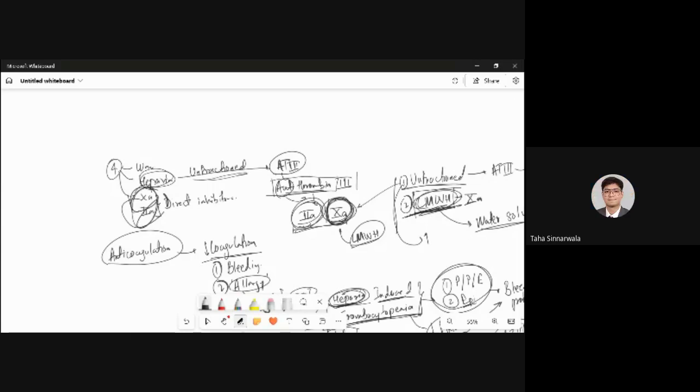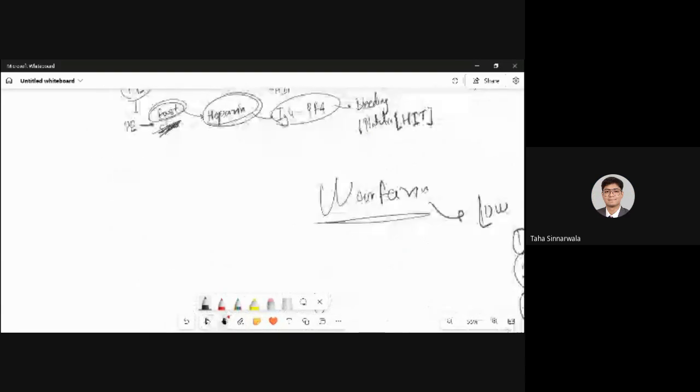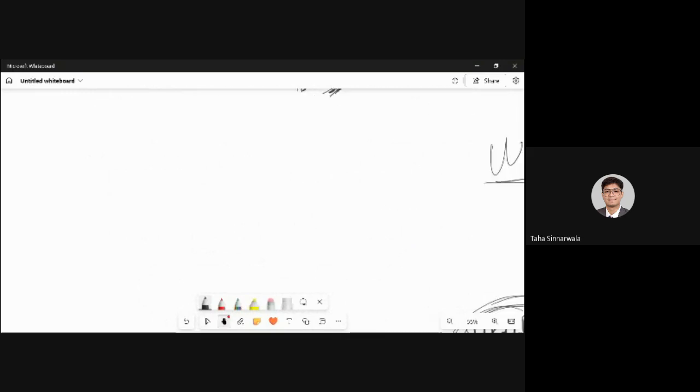Now, a couple of things. We discussed heparin and we discussed warfarin, so now we need to differentiate between them. Let's write down heparin on one end and warfarin on the other. Heparin, we said, has quick action. For warfarin, we said delayed action.